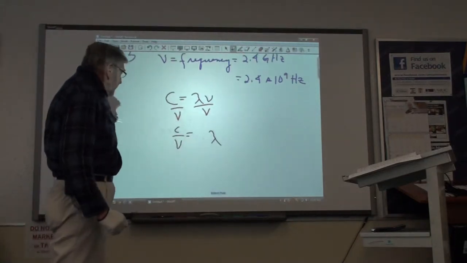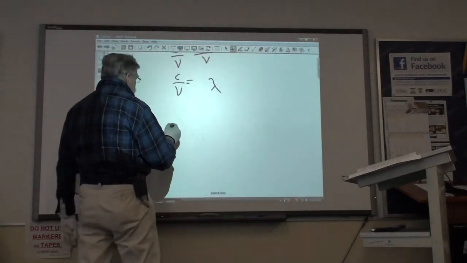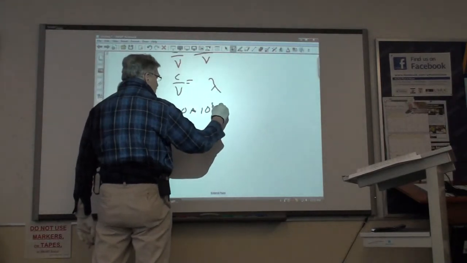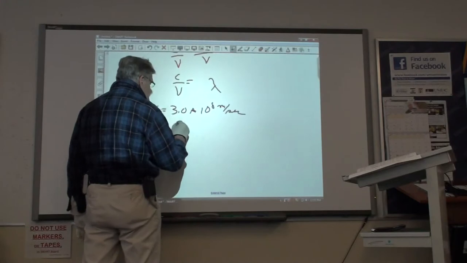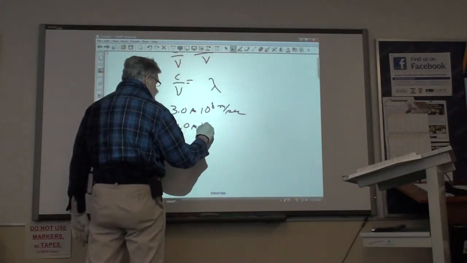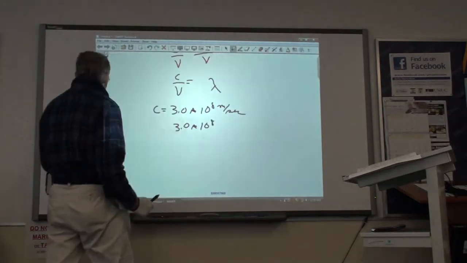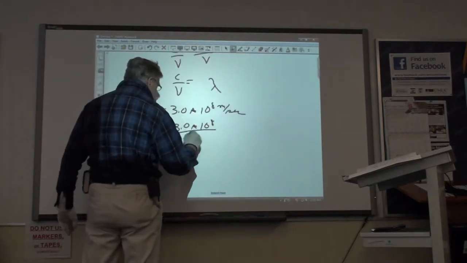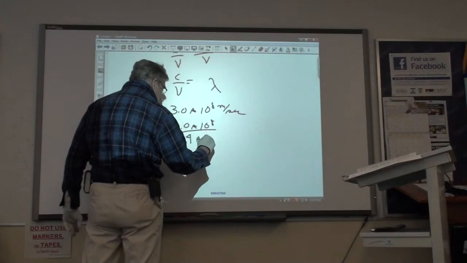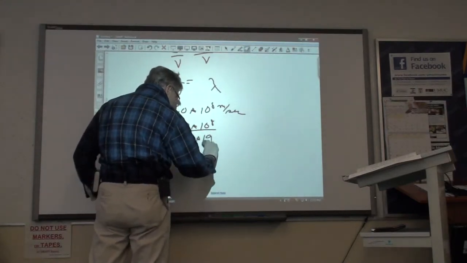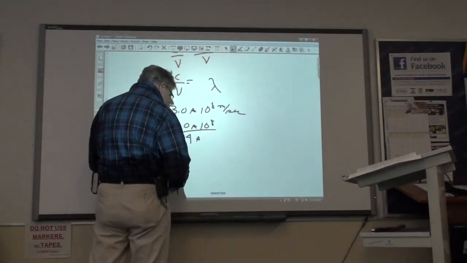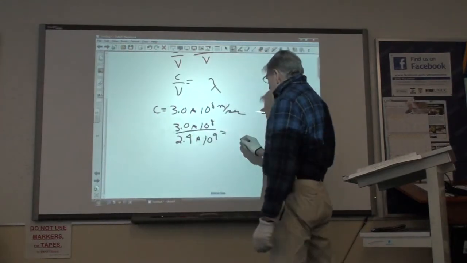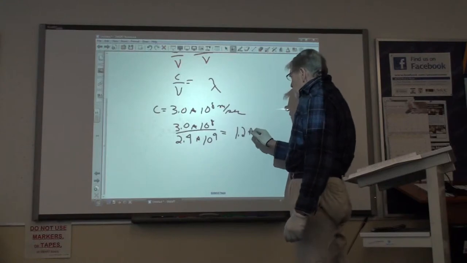So let's do that. And again, we're dealing with the speed of light. So c is equal to 3.0 times 10 to the 8th meters a second. So 3.0 times 10 to the 8th. And our frequency was given as 2.4 times 10 to the 9th. So if we perform the division, we get 1.2 times 10.